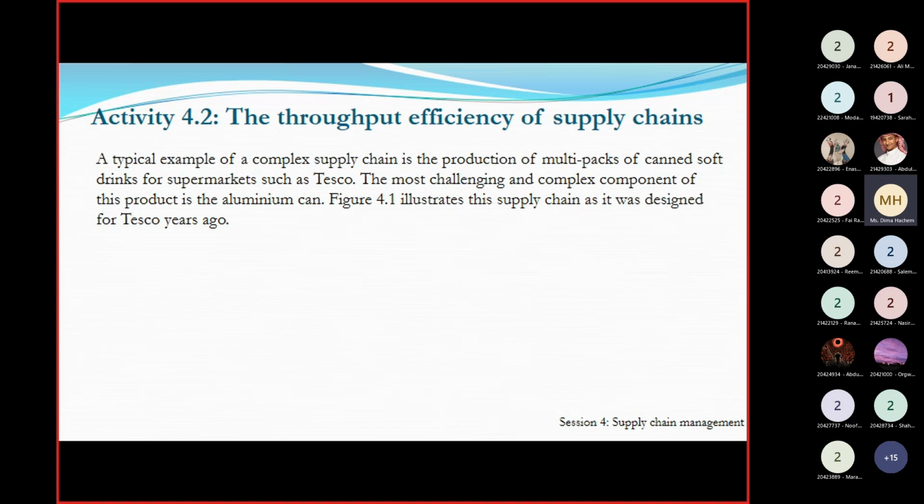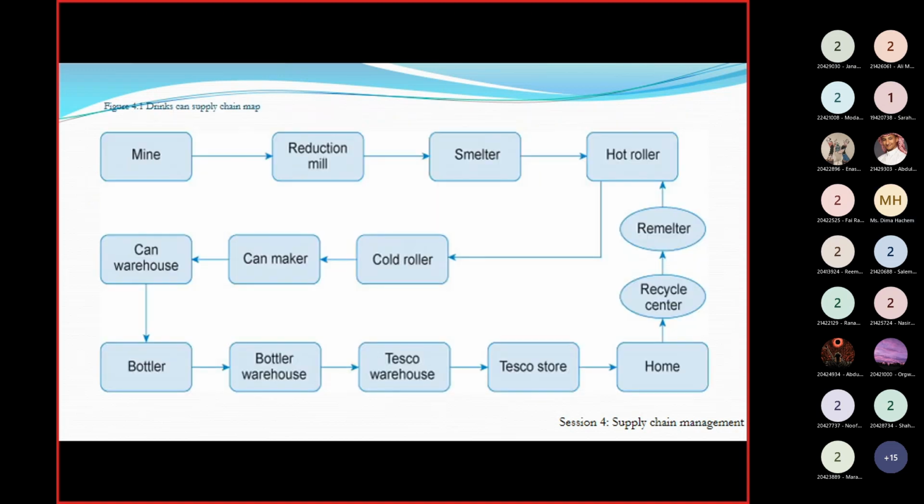The most challenging and complex component of this product is the aluminum can. You see the can in which you put the soft drink. Okay, suppose you have a Pepsi drink, it has a can. Okay, so this is an example of a supply chain. It starts with the mine.